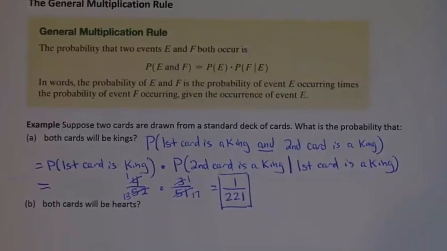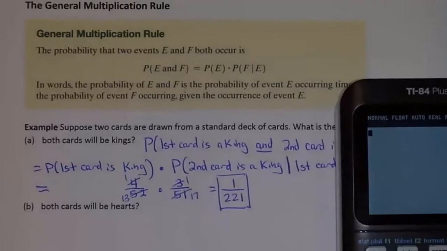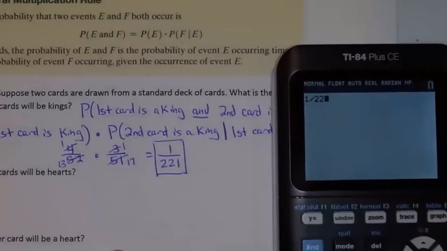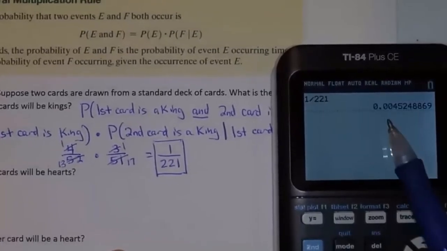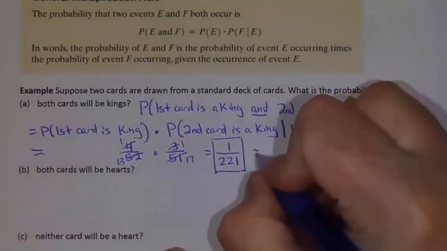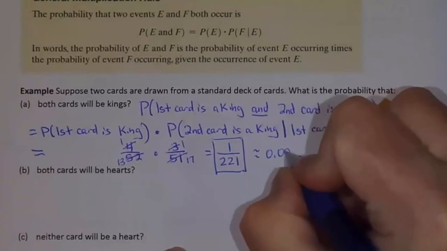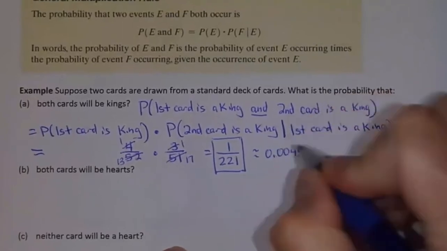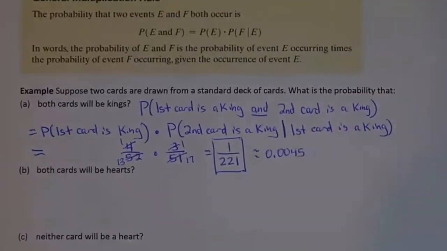So what does that really mean? If I repeat my experiment a large number of times, then 1 out of 221 times, I'm going to end up with both kings. Now, just for the heck of it, I'm going to change that to a decimal as well. So that would be 0.0045. So this is approximately 0.0045.